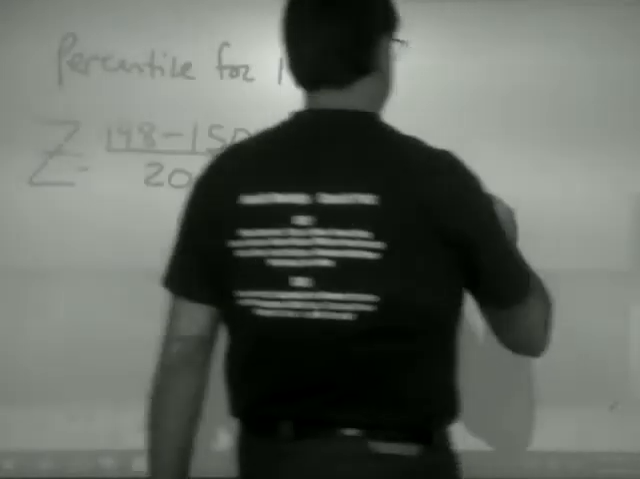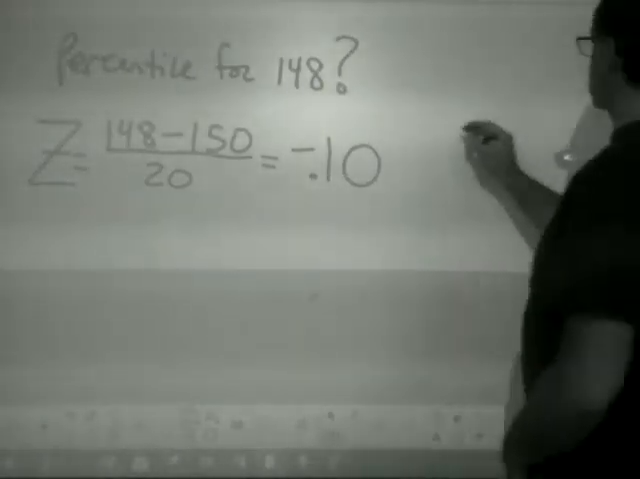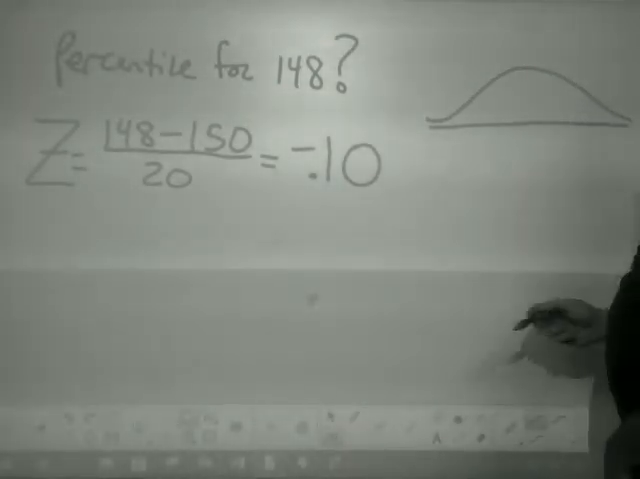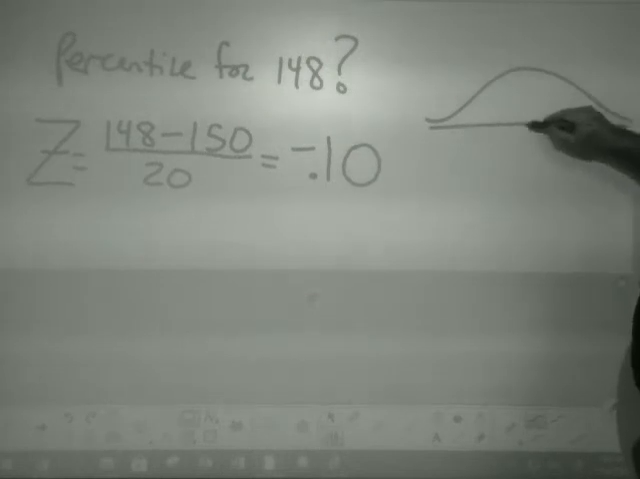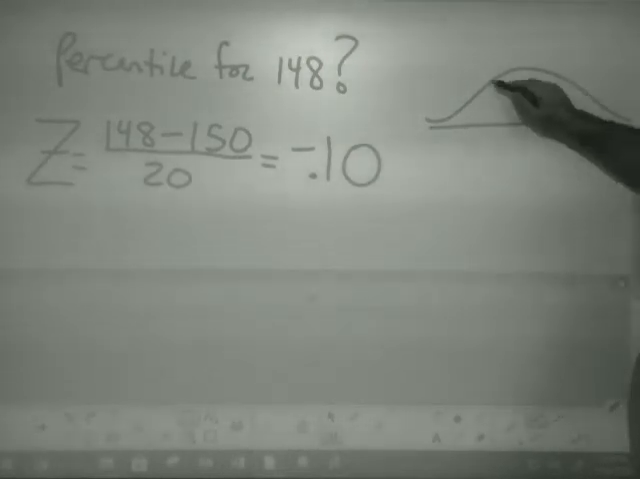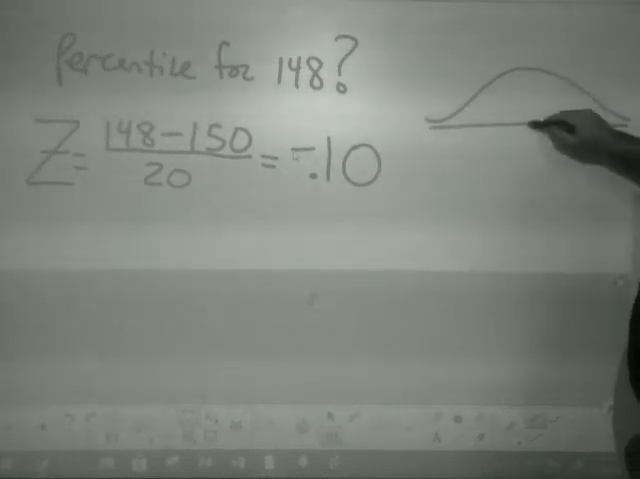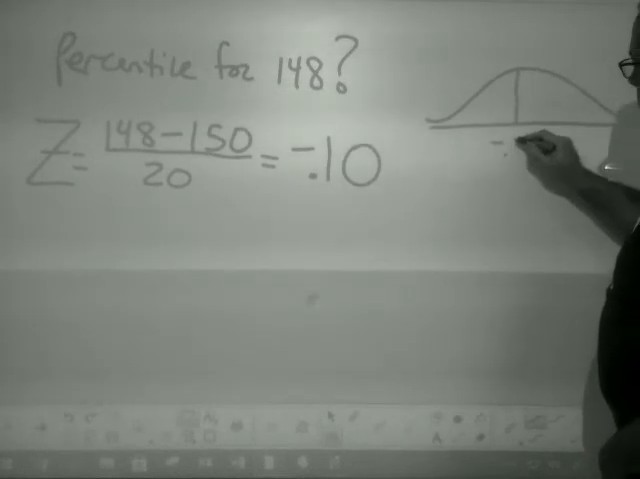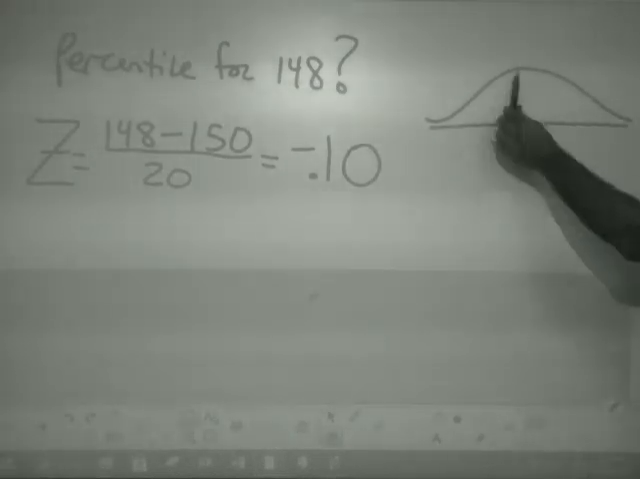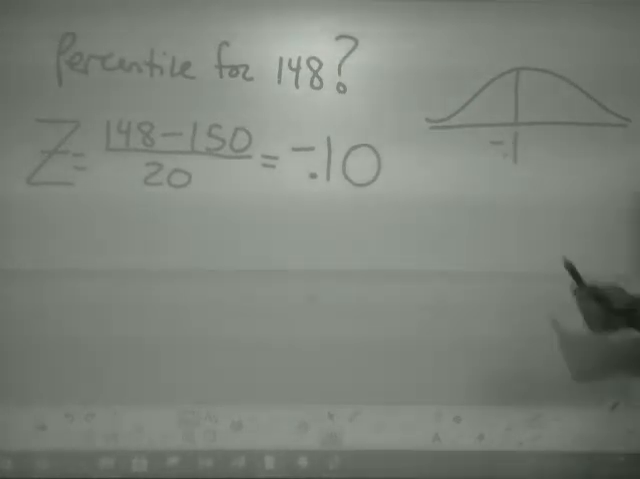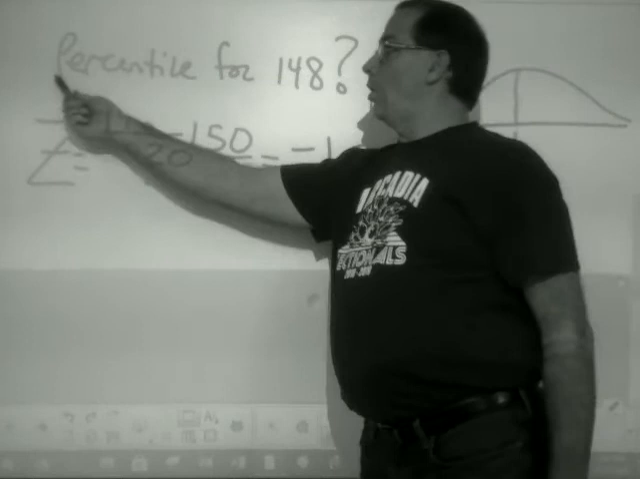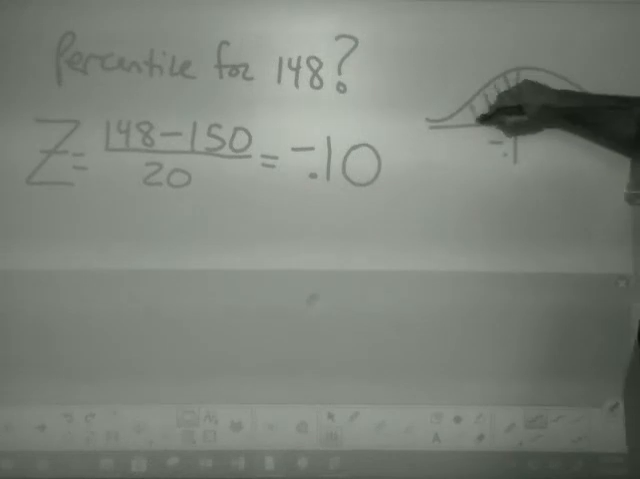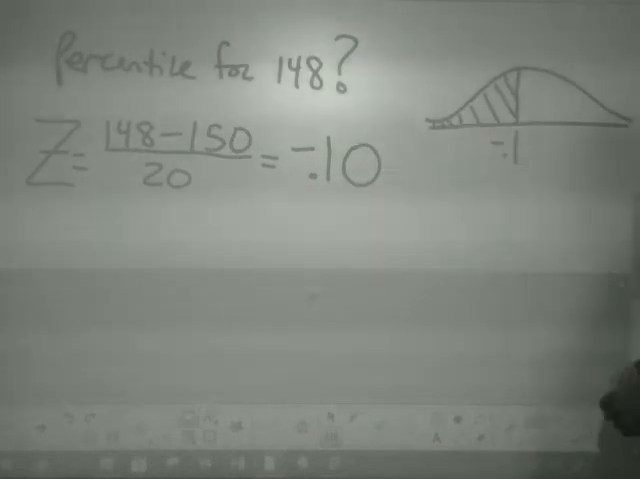So now I draw a normal curve. We know that 0 is in the middle. Negative 1 is over here. So if 0 is in the middle, negative 0.1 is just barely left of center, and this is negative 0.1. We always mark the z-score underneath the line. Now, percentile is at and below 148. So we're going to shade, because this is what we want, at and below 148. We shade that way.